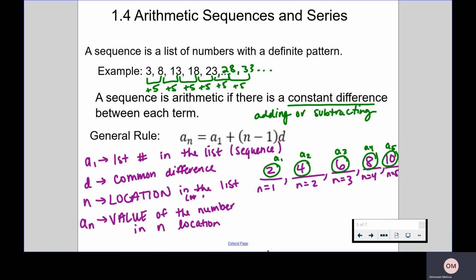So n is the number of the term. I'll use that word term a lot, nth term. Okay, so this is your general rule. I'll write this equation a bunch for the rest of the lecture. We actually have 2 slides, so it's not that many questions, but that's okay. All right, here we go.